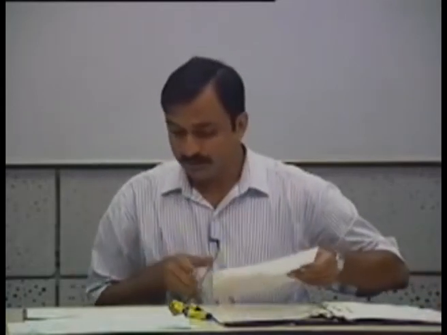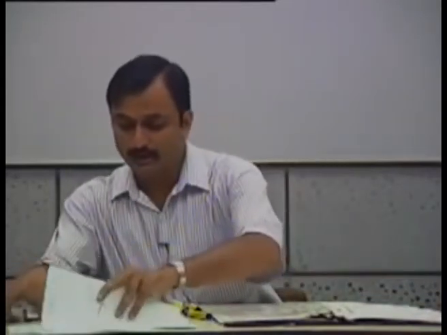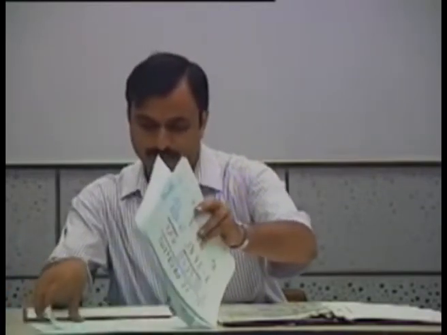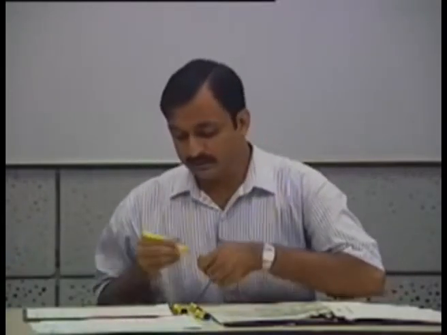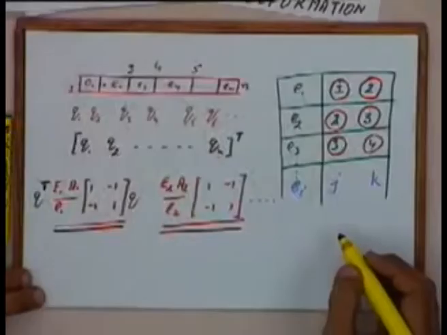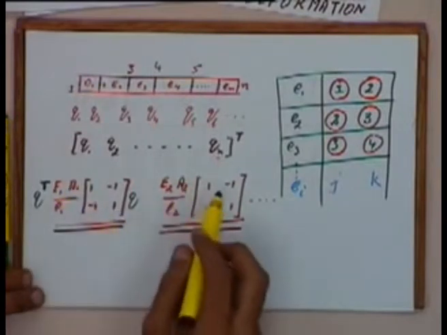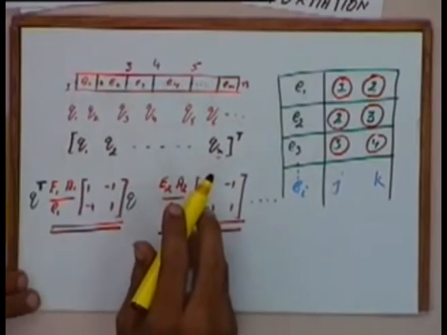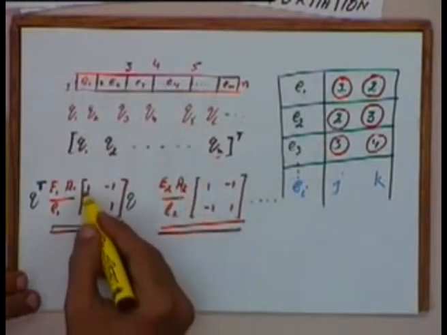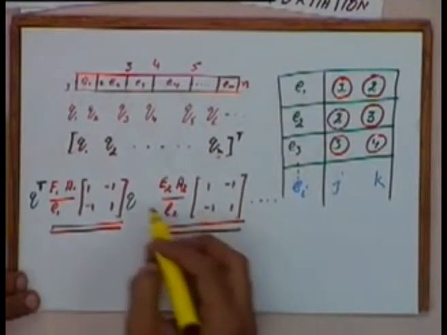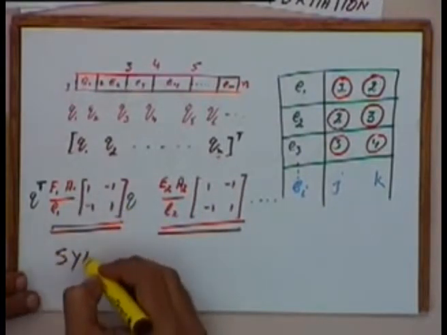Okay, a couple of observations about this global stiffness matrix. If you look at these element stiffness matrices, the first thing that we notice is that they are all symmetric. 1 1 minus 1 minus 1, 1 1 minus 1 minus 1. So all the element stiffness matrices are symmetric.